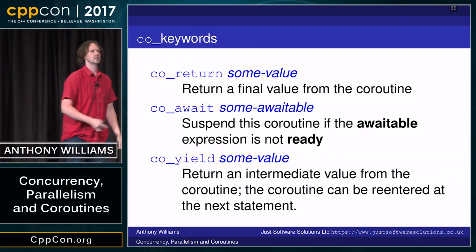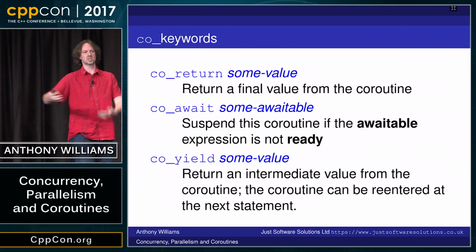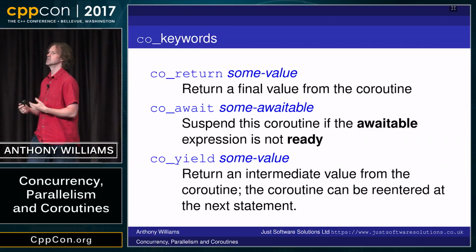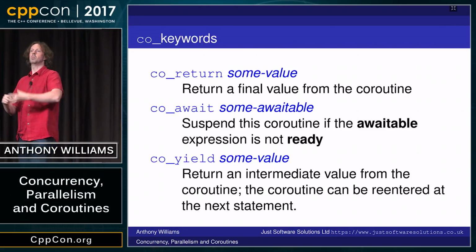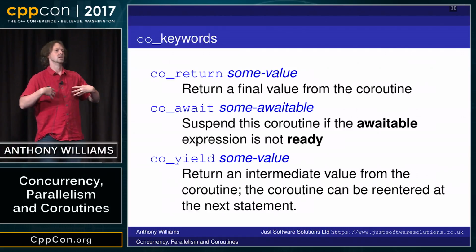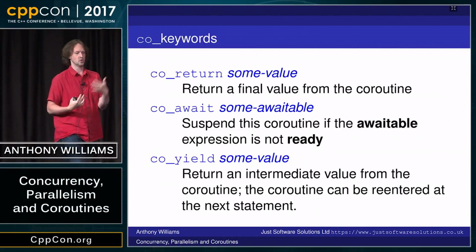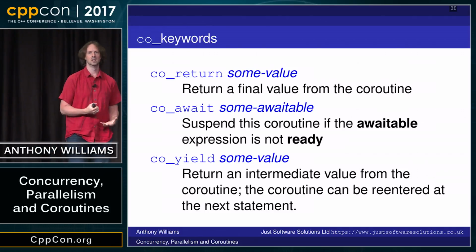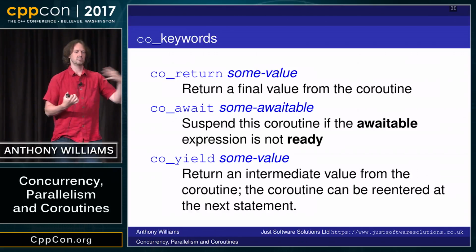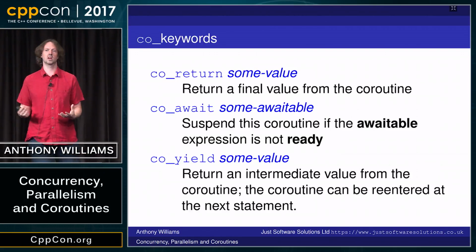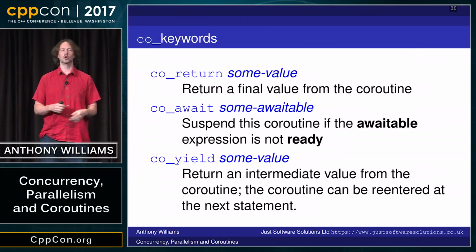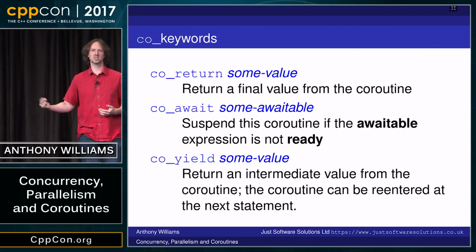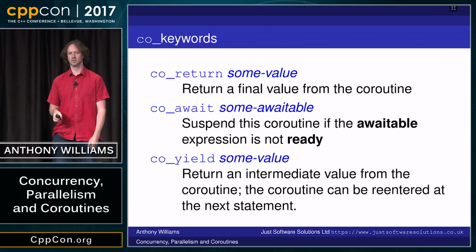So, co-return looks like a return statement. Co-return some value, and that returns the final value. Co-await, you pass in some awaitable thing, and you're telling the compiler and library that you're going to wait on that thing to be ready. And if the awaitable is not ready, then you're going to suspend the current coroutine and return to the caller, who will then hopefully do something, and then your coroutine will resume at a later point, right there after the await call.